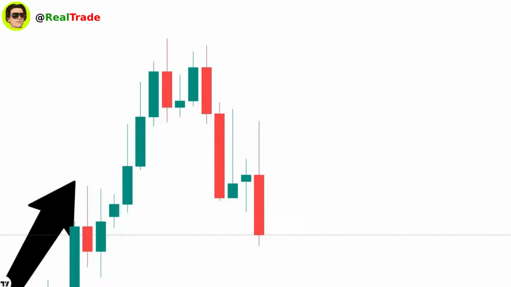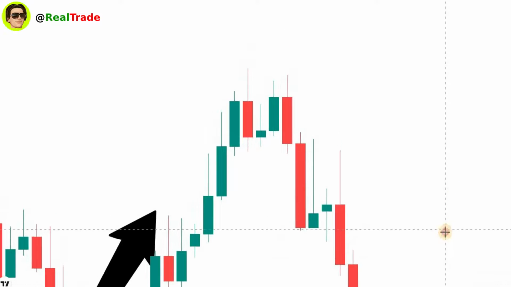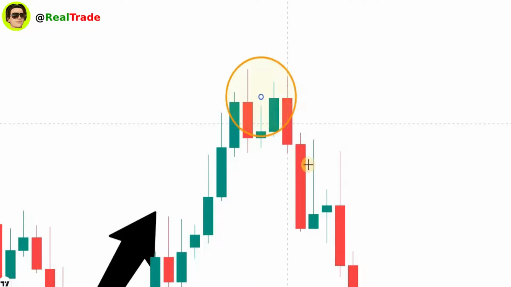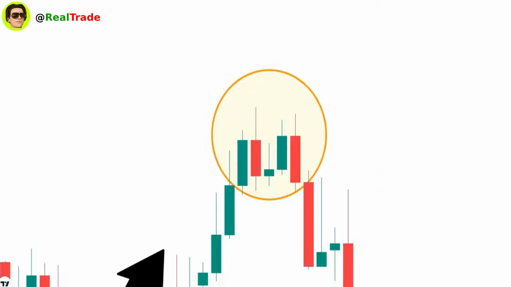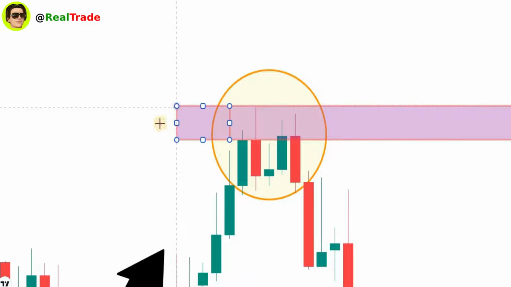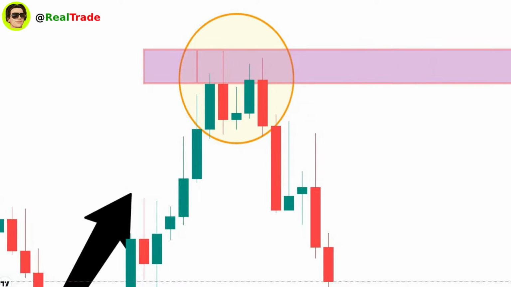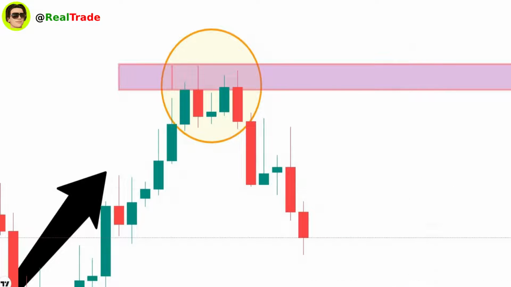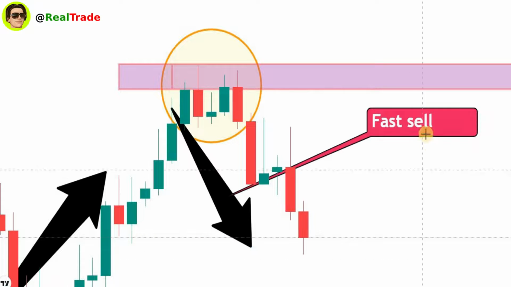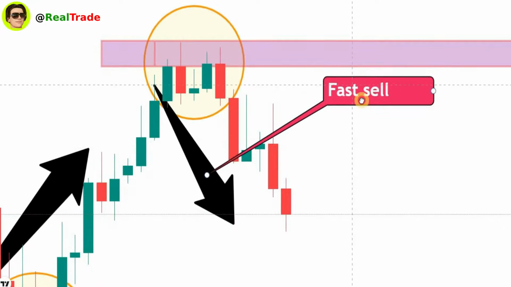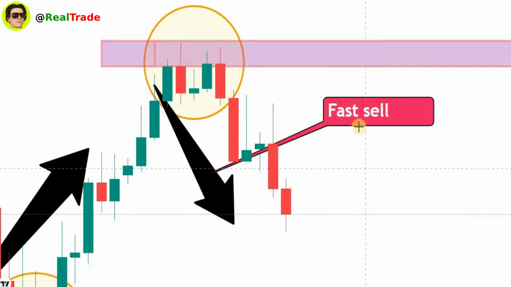This area has a local resistance because there is a fast sell. This area, local resistance, design zone. Local resistance because there is a fast sell, fast return price, fast sell. Yes, look at the mouse.